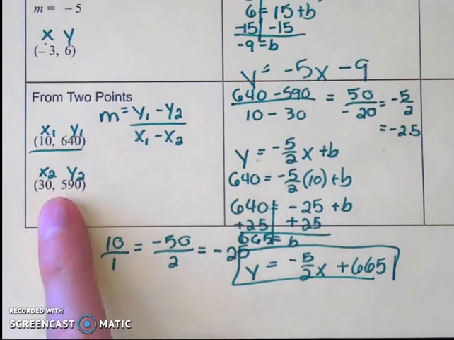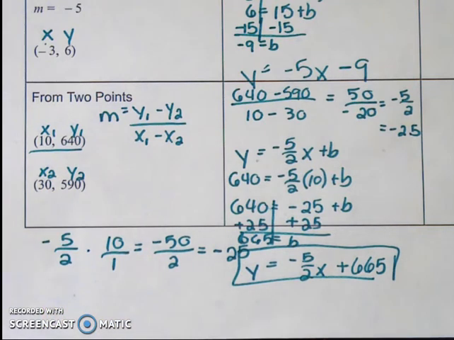We can also look at this and say, okay, if we plugged in 30 there, negative 5 over 2 times 30 would give us negative 30. Wait, is that right? Sorry, it would not give us negative 30. That would give us negative 5 times 15, which is negative 75, plus 665, which would give us 590.